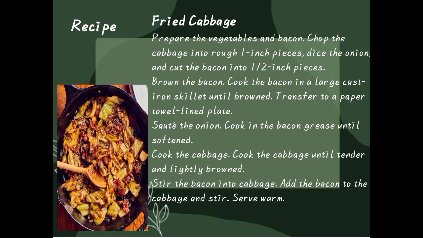Recipe: fried cabbage. Prepare the vegetables and bacon. Chop the cabbage into raw 1-inch pieces. Dice the onion and cut the bacon into 1/2-inch pieces. Brown the bacon. Cook the bacon in the large cast iron skillet until brown. Transfer to a paper towel-lined plate. Sauté the onion, cook in the bacon grease until softened.